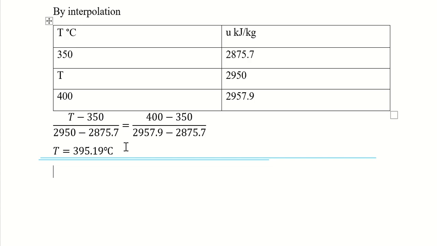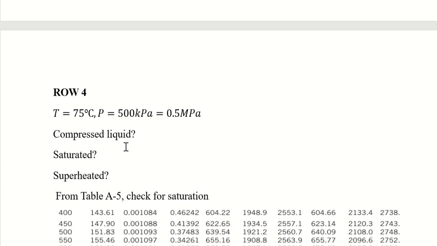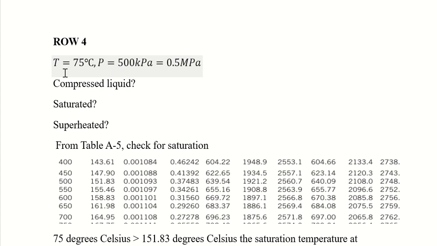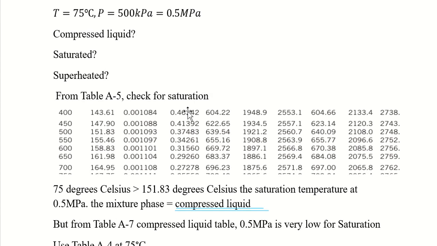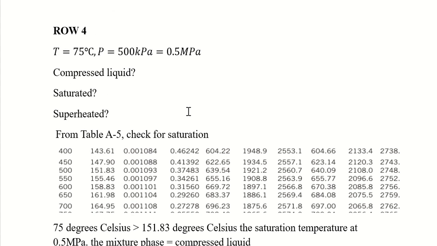Okay, so we go for row 4. And we've been given temperature at 75 degrees Celsius and pressure at 500 kilopascals, 0.5 megapascals. So again, now you don't know whether it's a compressed liquid, saturated mixture, or superheated vapor. So you're going to check for saturation, just like we do. So what do you do?